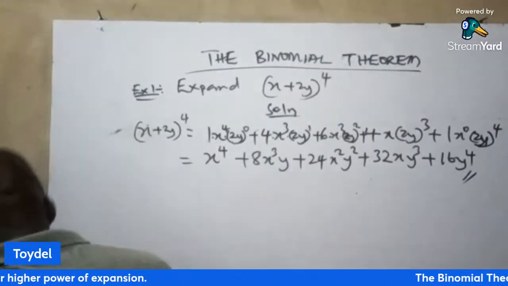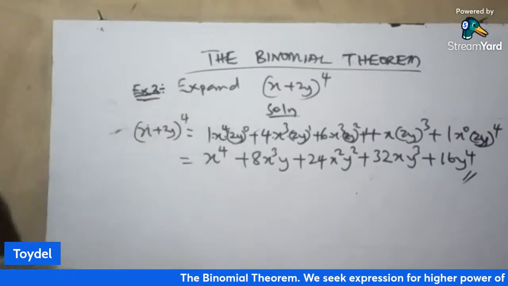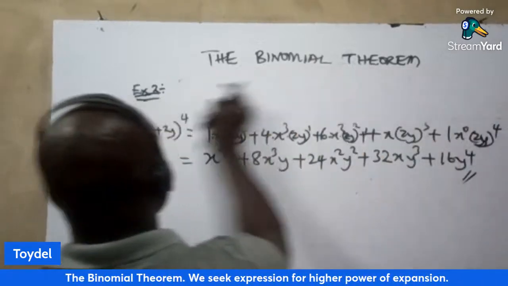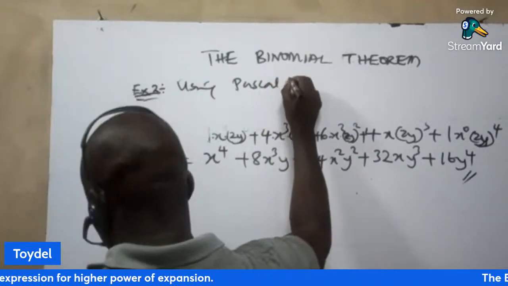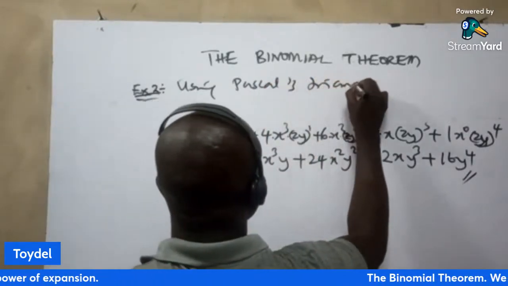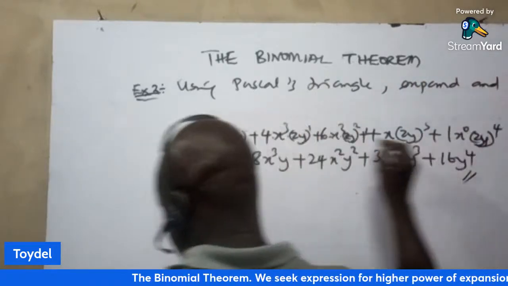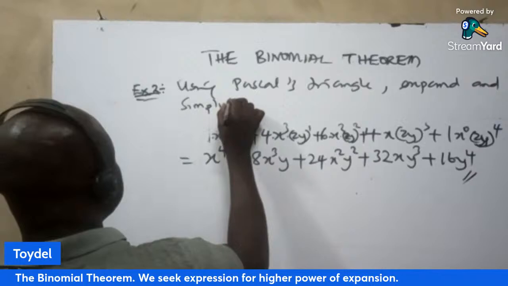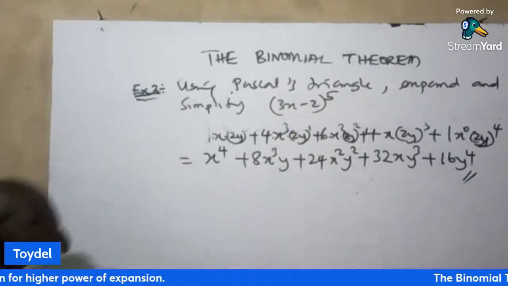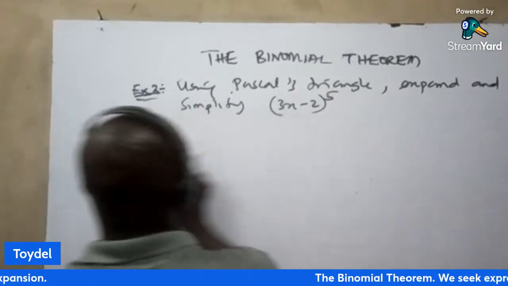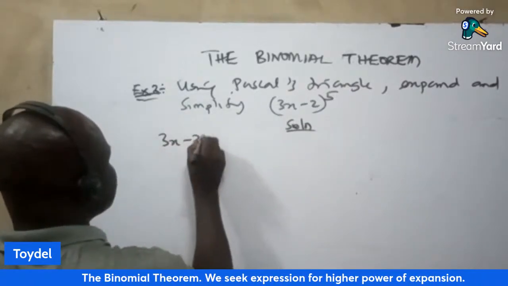Let's see another example. Example 2, when we use Pascal's triangle to expand. In this case, the question says, using Pascal's triangle, expand and simplify 3x minus 2, all raised to power 5. So in this case, we have 3x minus 2, everything raised to power 5.